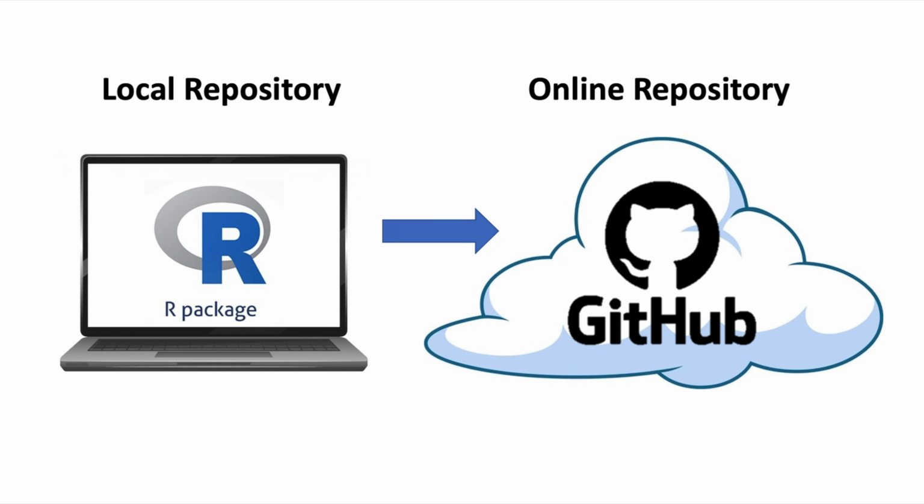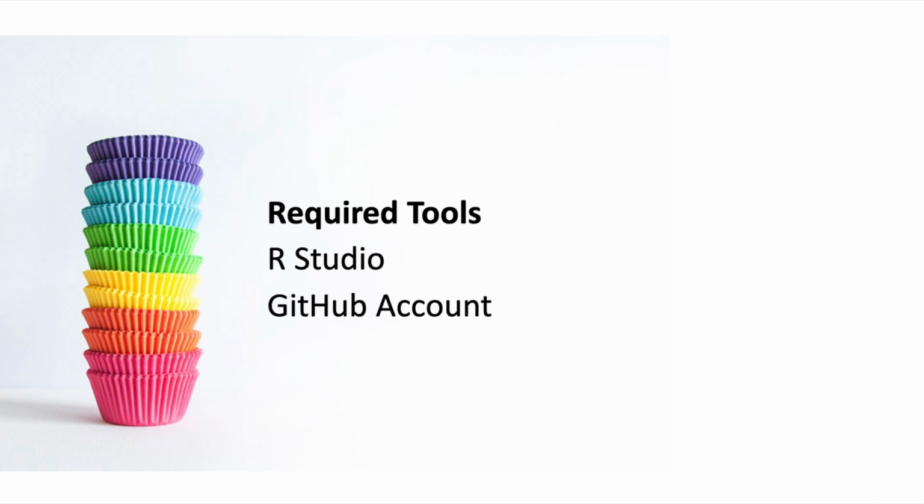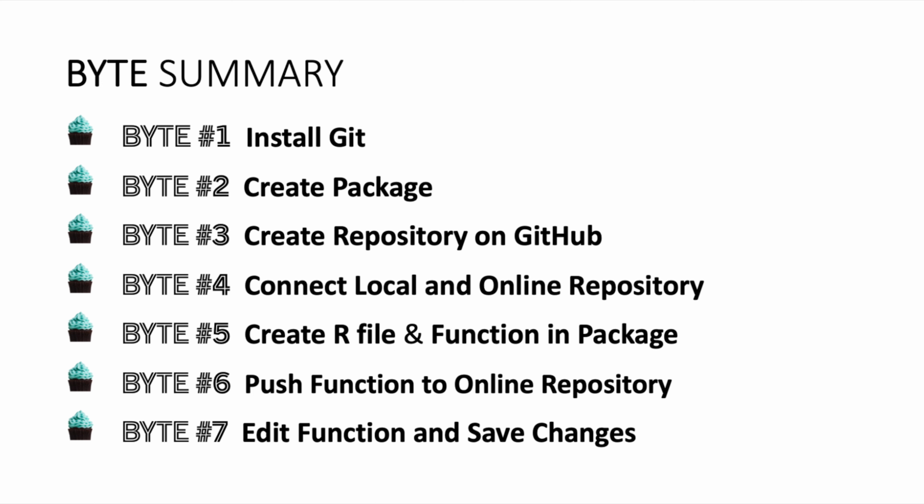Today we are discussing how we can make a package using RStudio and add it to a GitHub online repository. For this video you will need to have a GitHub account and RStudio installed on your computer. We will cover 7 bytes today that will go over a range of topics such as installing Git as a helpful tool, creating a package in RStudio, and making your package available on an online repository.